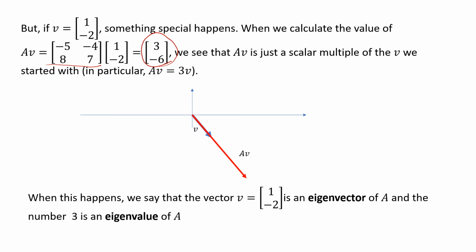And this time you start out with the vector (1, -2), you end up with (3, -6). So it becomes 3 times as long. That's our eigenvalue. So our vector is an eigenvector. The number 3 is called the eigenvalue because it turns that vector into 3 times its size.